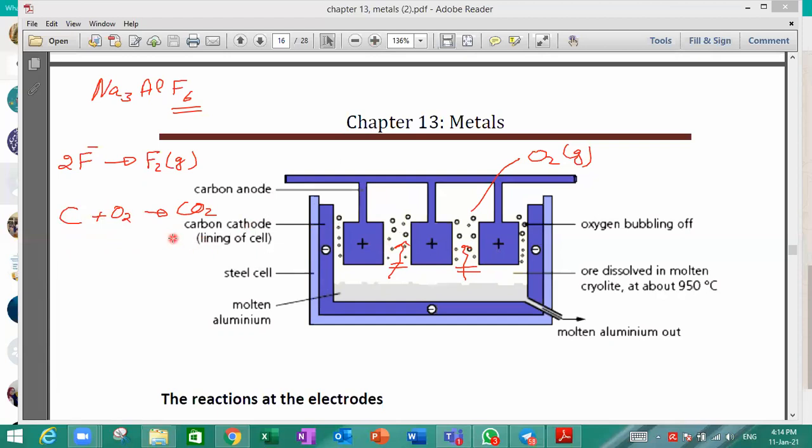Of course, by time, the positive electrodes will be depleted. It means that they have to be changed every now and then, because they react with the incoming oxygen, forming carbon dioxide. So by time we have to replace them.